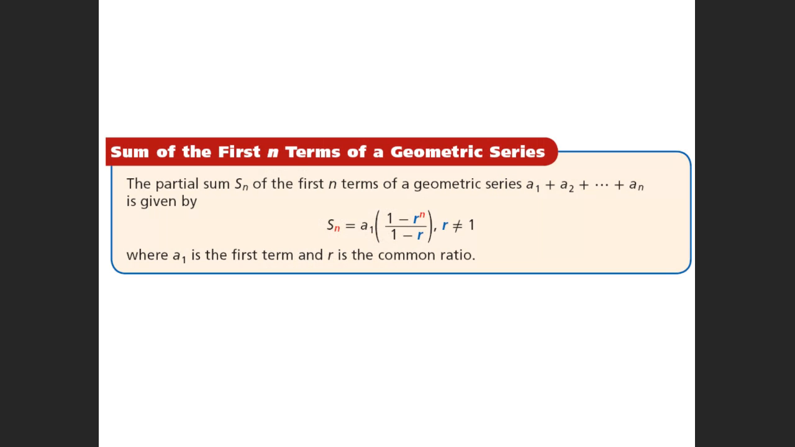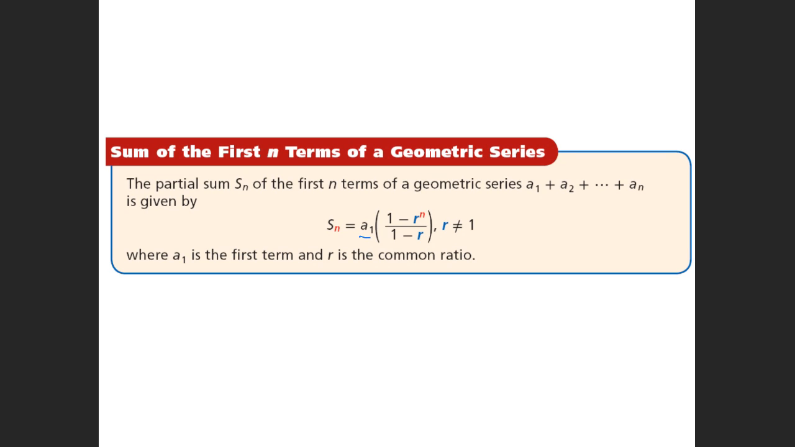Okay, then we're going to find the sum of the first n terms of a geometric series. This is a kind of a weird formula. S of n just means that you're looking for the sum. A sub 1 is the first term. 1 minus r to the n over 1 minus r. Okay, so that formula gives you the sum of the first n terms of a sequence.